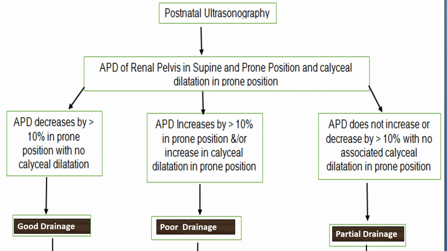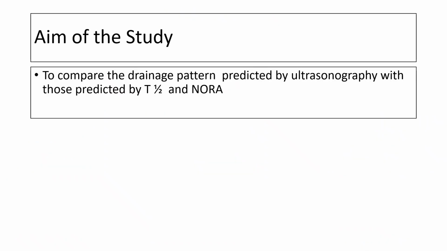If done on an empty bladder and if the AP diameter decreases by more than 10% in prone position with no calyceal dilatation, it is good drainage. If the AP diameter increases by 10% in prone position and if there is increase in calyceal dilatation in prone position, then this is poor drainage. And anything which falls in between these two is partial drainage.